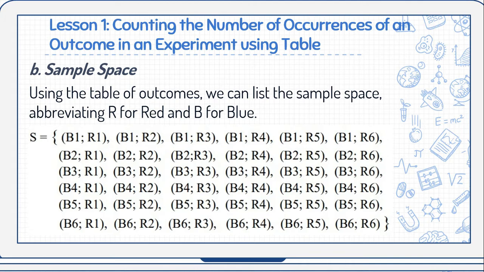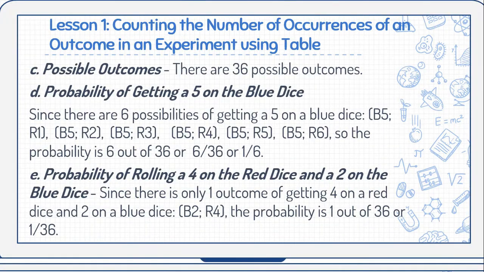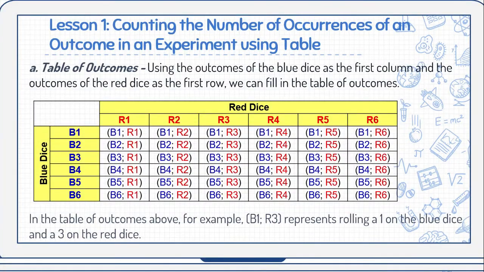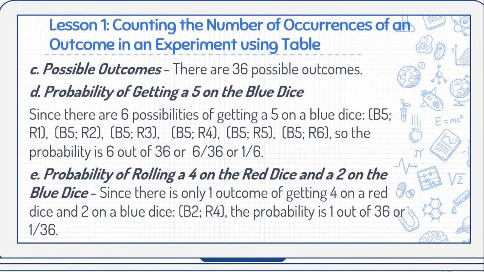Okay? So, let's continue. For letter C, possible outcomes. So, there are 36 possible outcomes because if we go back to the table, if we count this one, the result is 36. So, ito po sila yung mga possible outcomes. So, ang answer ng letter C is 36.